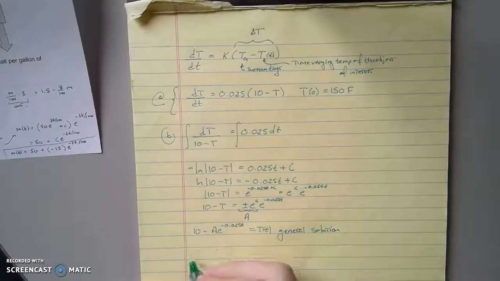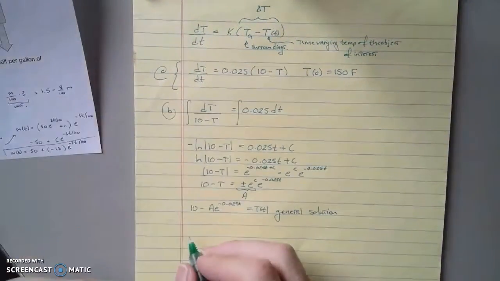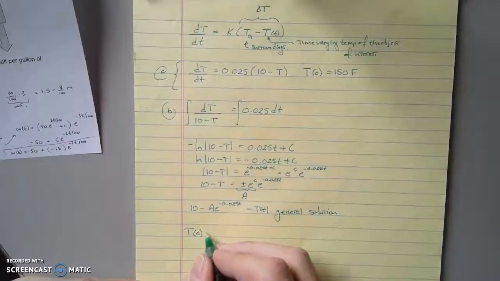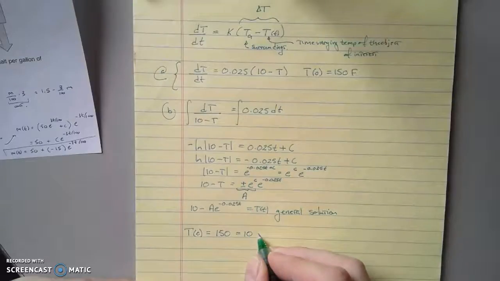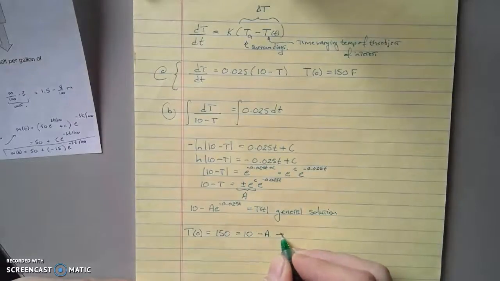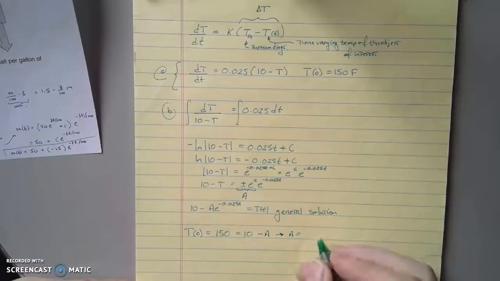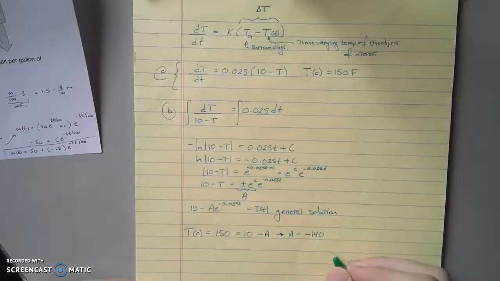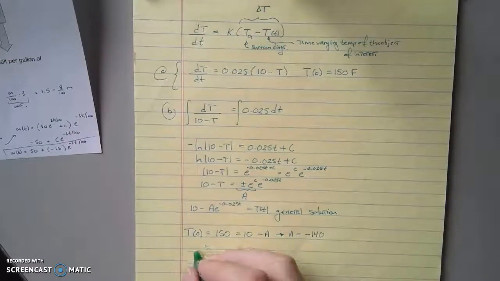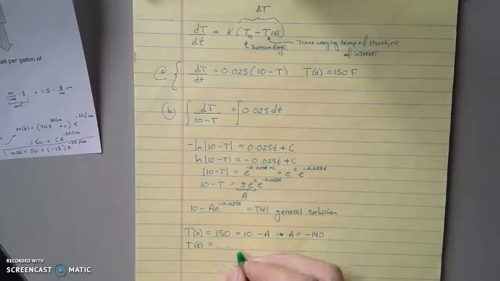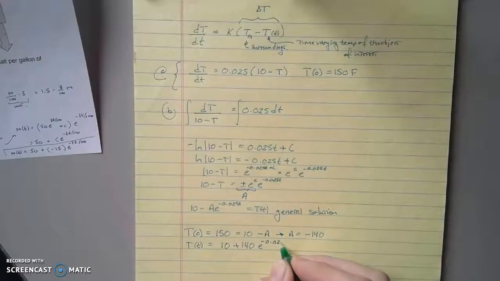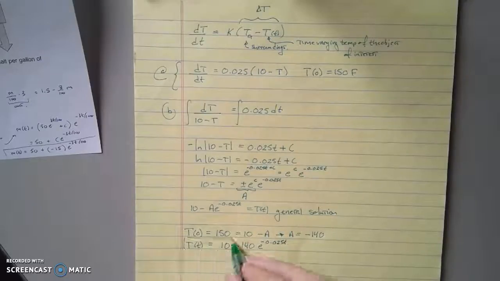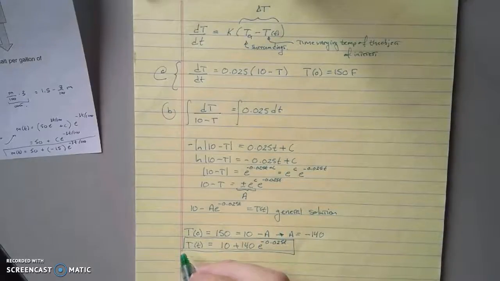To find our specific solution, we need to use our initial value. So T of 0 equals 150 degrees equals 10 minus A. So A equals minus 140. So then our particular solution is 10 plus 140 e to the minus 0.025 t. So that gives us the answer to B.